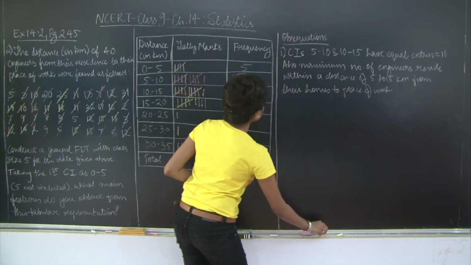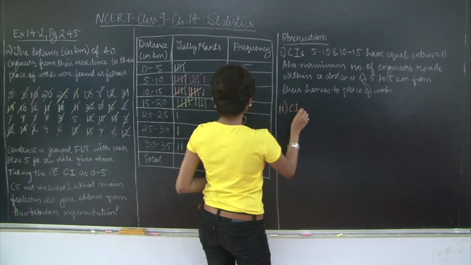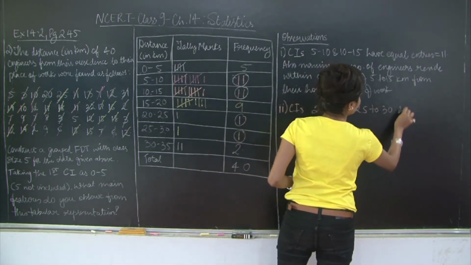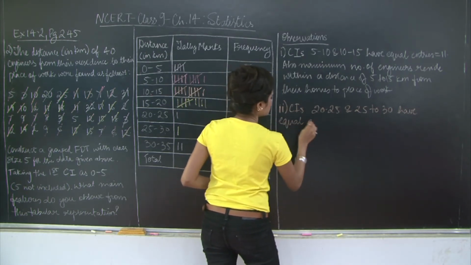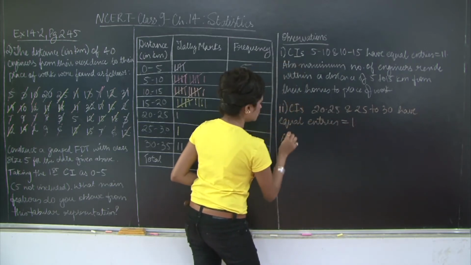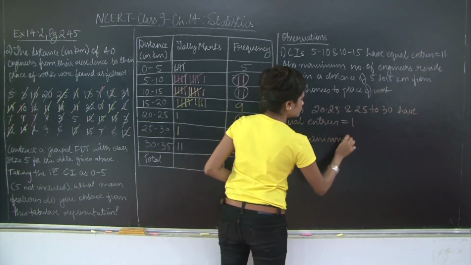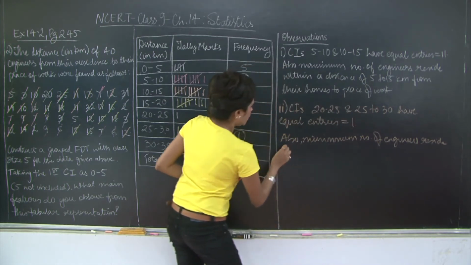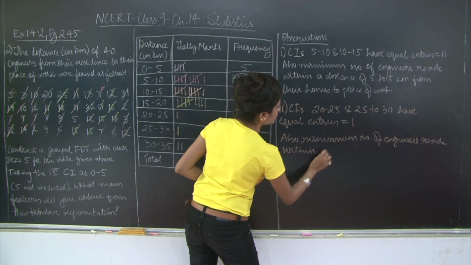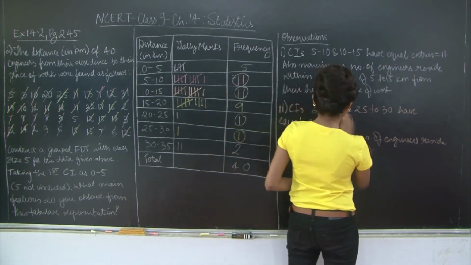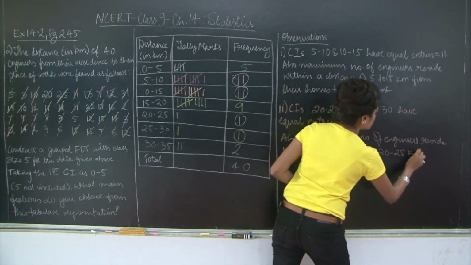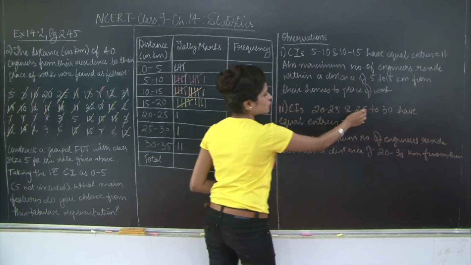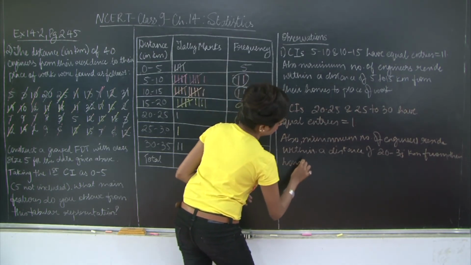Okay, let's take a look at the second observation. Class intervals 20 to 25 and 25 to 30 have equal entries, which is equal to 1. Also, minimum number of engineers reside within a distance of 20 to 25 kilometers from, this is 20 to 30, because you have 20 to 25 and 25 to 30, right, from their homes to place of work.